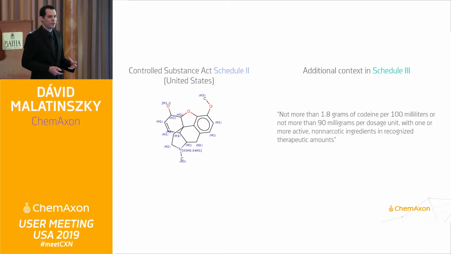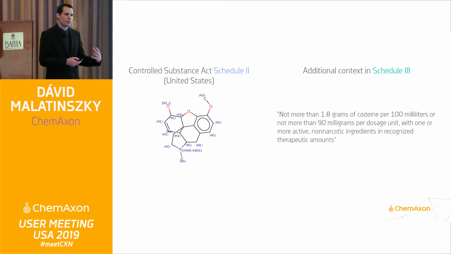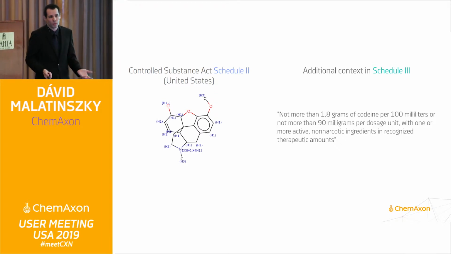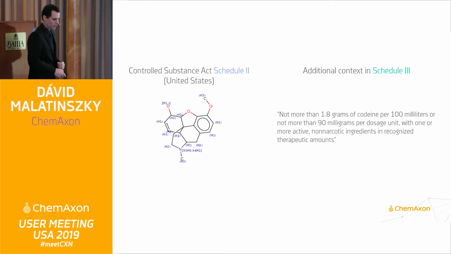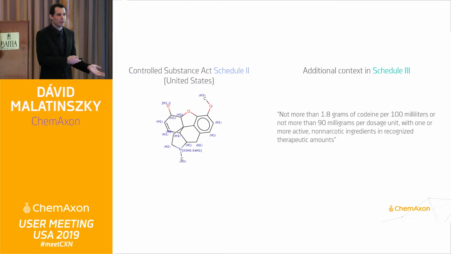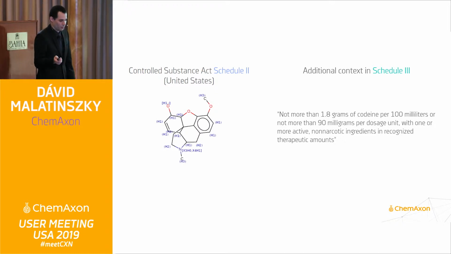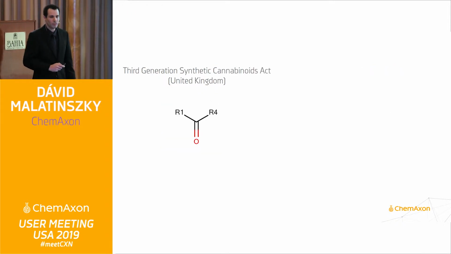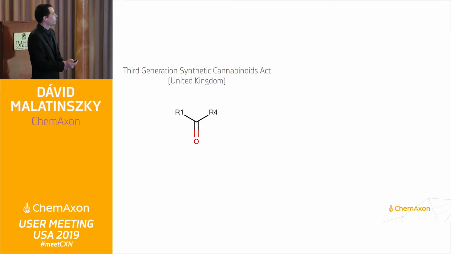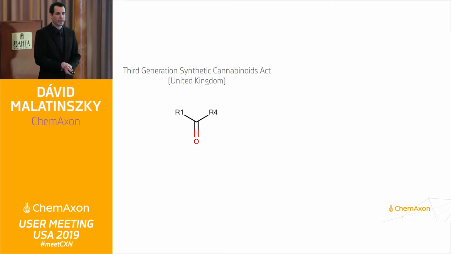And what's important here is that it's not sufficient to just know that a controlled substance is mentioned in a legislative document. It's also important to know what the legal context is. And the great thing is that Compliance Checker is actually providing this information as well, so you can immediately know under what circumstances the substance is controlled. Here is another example. This is from the United Kingdom's third generation Synthetic Cannabinoids Act.